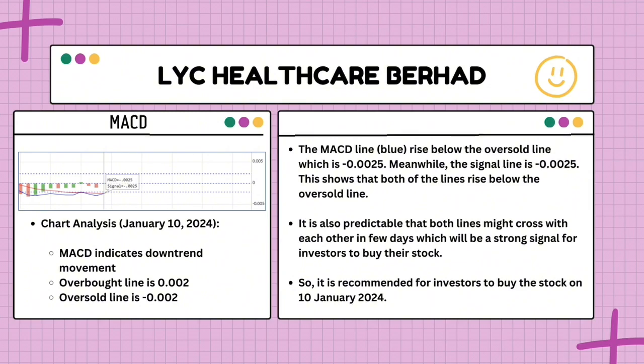In MACD, chart analysis on 10 January 2024 shows that MACD indicates downtrend movement. The MACD line, blue, rises below the oversold line, which is negative 0.0025. Meanwhile, the signal line is negative 0.0025. This shows that both of the lines rise below the oversold line. So, it is recommended for investors to buy the stock on 10 January 2024.